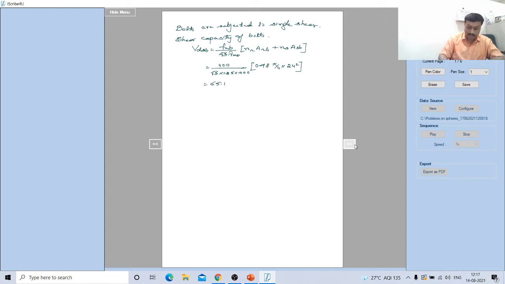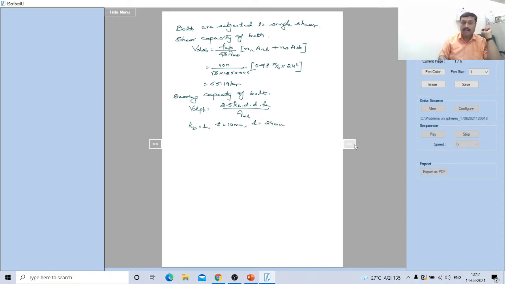So it is 65.19 kilonewton. Now I'm going to calculate the bearing capacity of the bolts. V_dpb is equal to 2.5 times k_b d t f_u of the plate divided by gamma_mb. So k_b will be taken as 1, thickness 10 mm, d 24 mm. You already know how to calculate the k_b value, which I have been discussing in the last problems, or sorry, in the last classes. Okay, substitute the values: 2.5 into 10 into 24 into 410, the grade of the plate, divided by 1.25 into 1000. So it is 196.8 kilonewton.